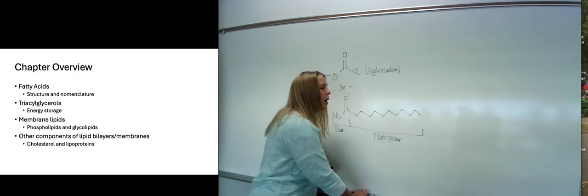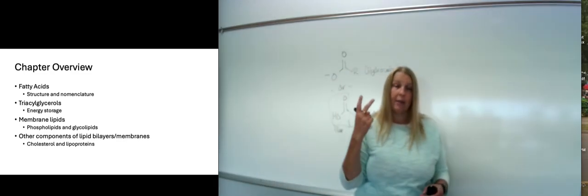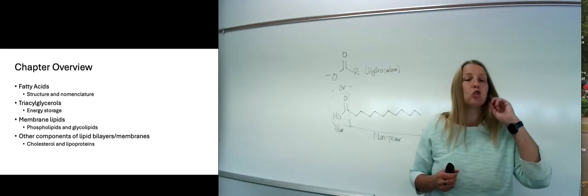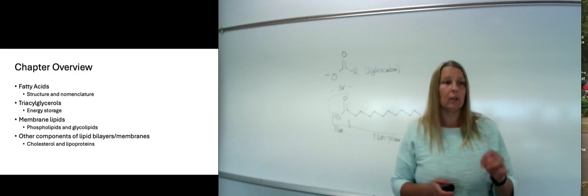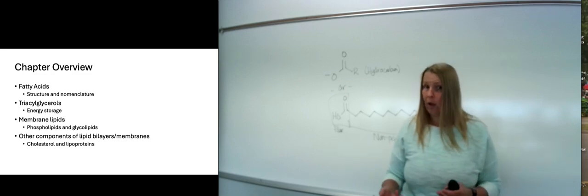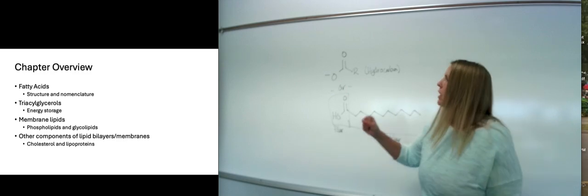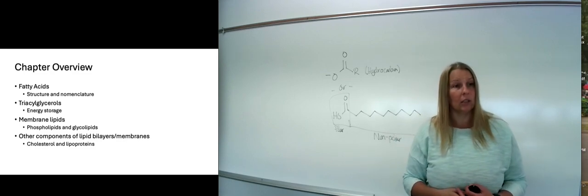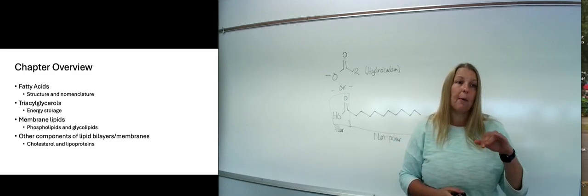So we will go through how we look at the nomenclature, naming, and drawing of fatty acids. Then we will put those fatty acids together to make something called triacylglycerides or triacylglycerols. So tri for three. What we're doing is putting 3 fatty acids on a 3-carbon compound called glycerol.